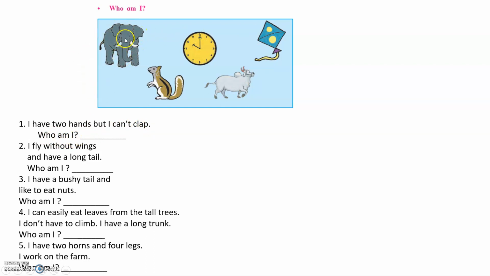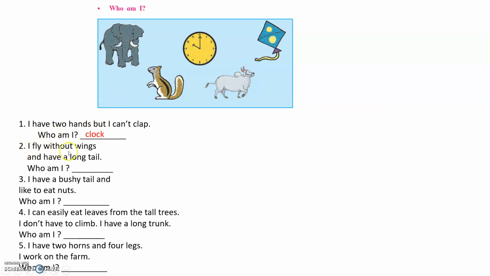These pictures are about elephant, clock. Yes, what is this picture? Kite. And this, squirrel. And this picture is of a bullock. So here the question is, I have two hands but I can't clap. Who am I? Yes, where do you see two hands? Yes, the clock has two hands. One short hand and one long hand. So the answer is clock.